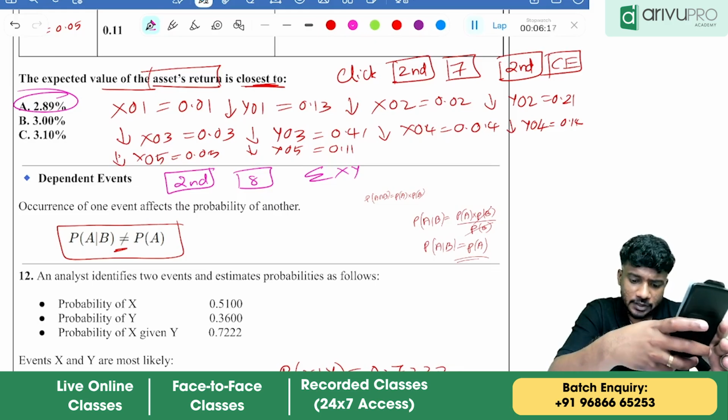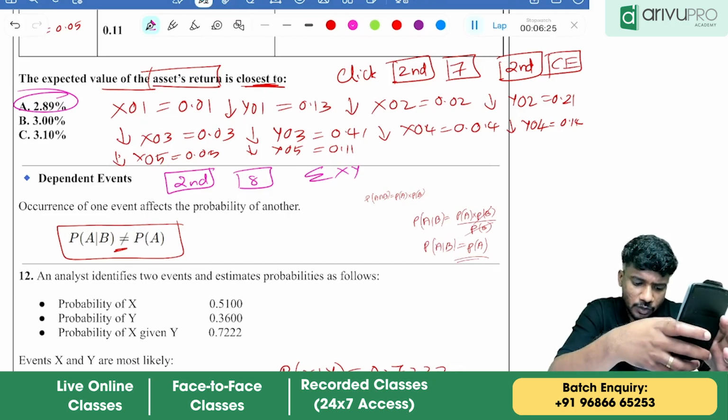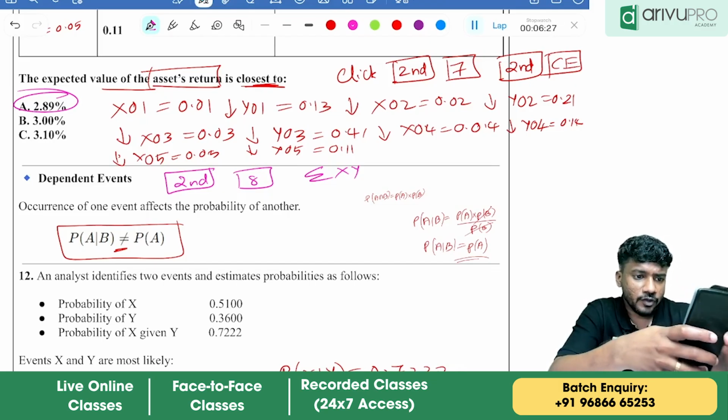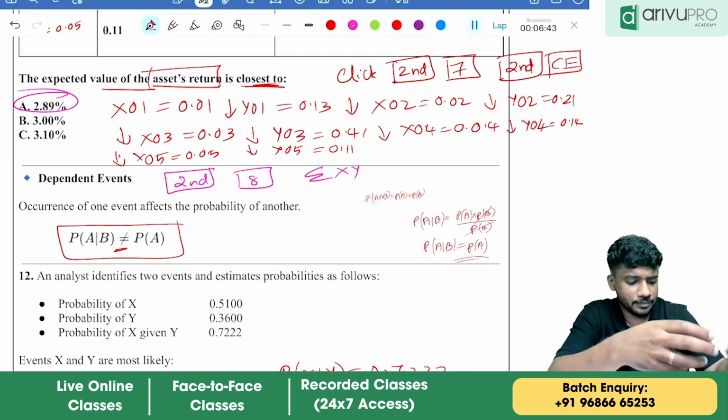Then x04 is 0.04, click enter, come down. y04 is 0.14, click enter, come down. y05 is 0.05, click enter, come down. 0.11, click enter, then click second, then click 8, then move around and get me the answer of sigma xy. Yes, you will get the answer. Got it?